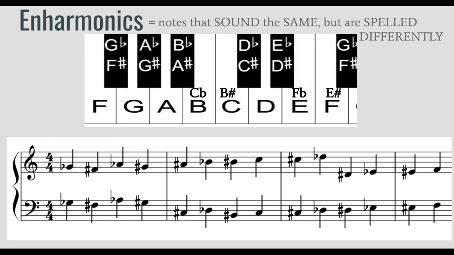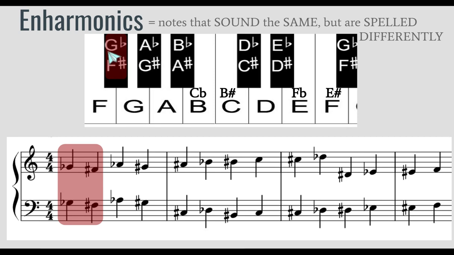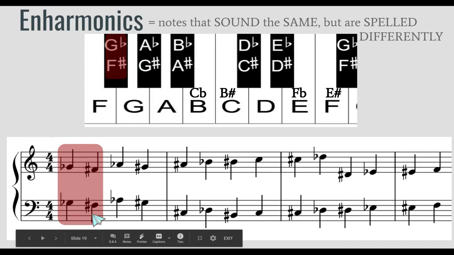Okay, so the first example is here. G flat and F sharp. They sound exactly the same, even if I play them on the bass clef. G flat and F sharp. They sound exactly the same. If you look at the keyboard, I'm playing the same key, but they're spelled differently. G flat, F sharp.